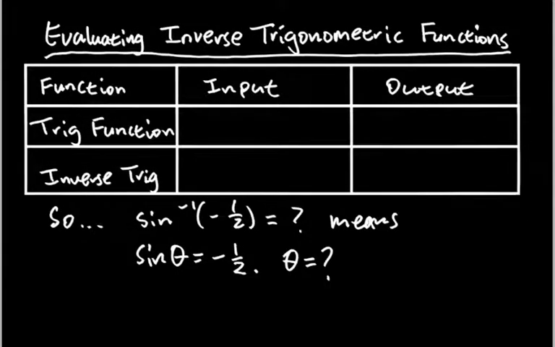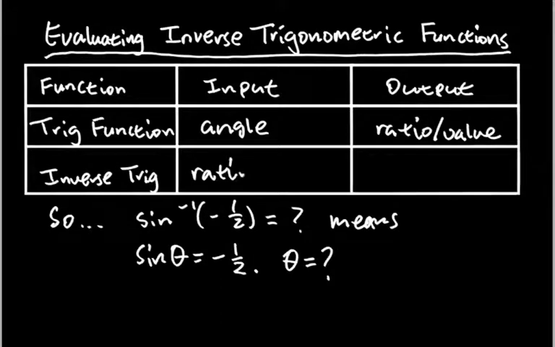Hey, hello class. So today we're going to be talking about inverse trig functions and how to evaluate them. The first thing is to understand what is actually happening. For a trig function, we input an angle, and then the output is a ratio, or you can call it a value. For inverse trig, you input the ratio slash value, and then what it gives you is the angle that makes that happen given the trig function.